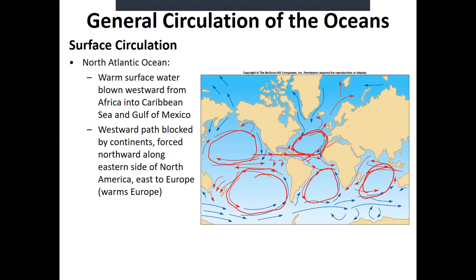So the trade winds blowing this way pull the water east to west. And then the westerlies up here pull the water west to east. And whenever the water comes in contact with a continent, it's forced to turn. Right?